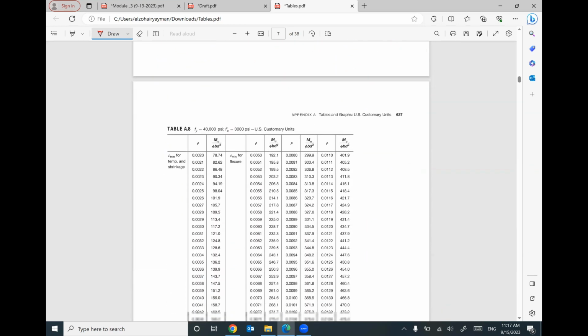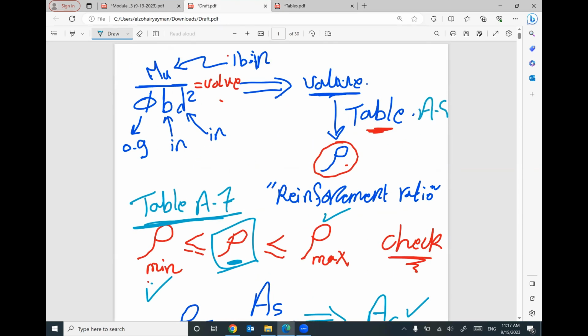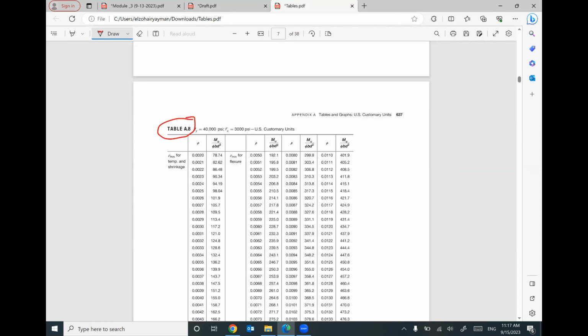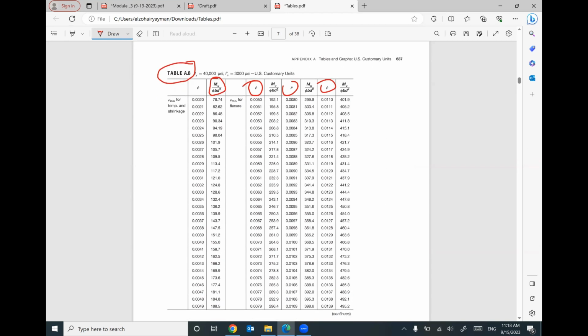This is the table A8. So we will use table A8 to figure out the value of rho. So I will figure out what is the value of M ultimate divided by phi BD square. Then I can tell you what will be the value of your rho. Does that make sense? Let's do an example and see how to figure out the amount of steel reinforcement.